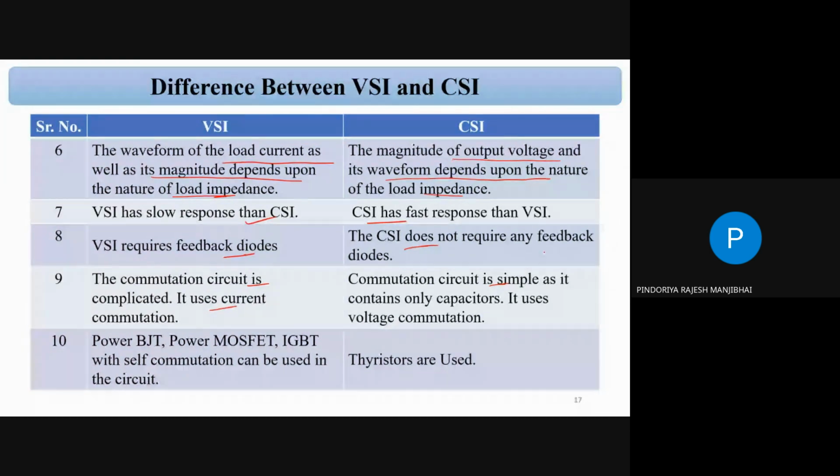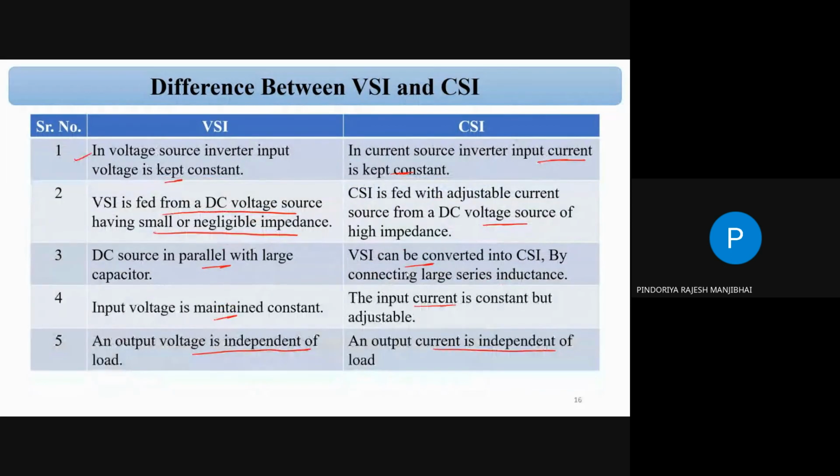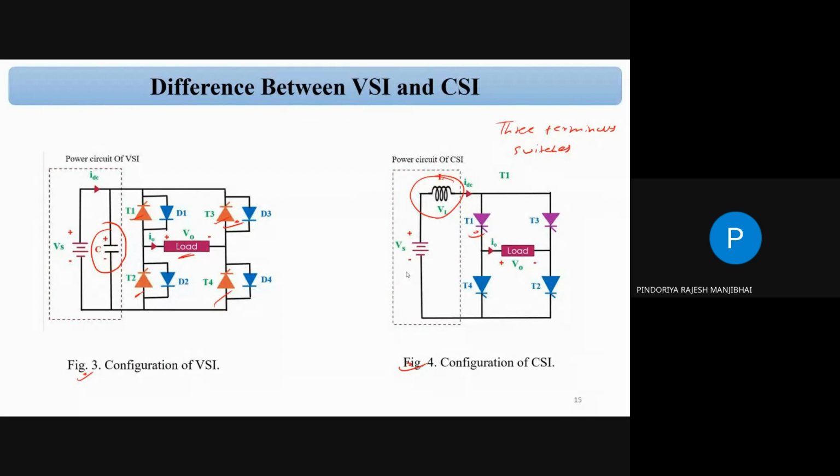So that's why. Power BJT, power MOSFET, IGBT, any semiconductor switch you can use to make the commutation circuit. Correct? But here we can use the thyristor. Okay. So these are the major differences between the CSI and VSI. I hope now it is clear to you what is the difference between the CSI and VSI. Still, suppose any student has a confusion, then please let me know.